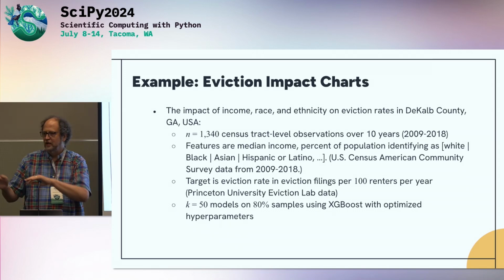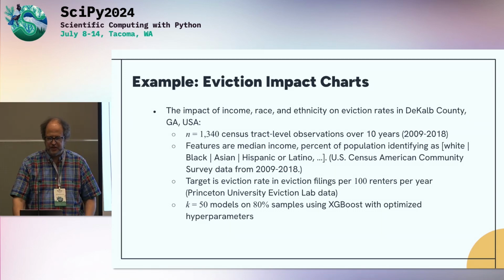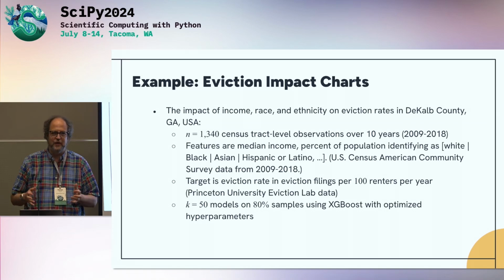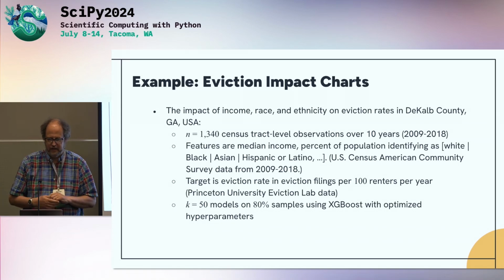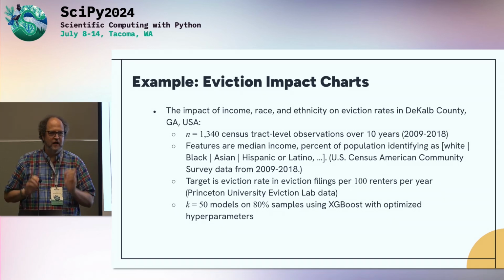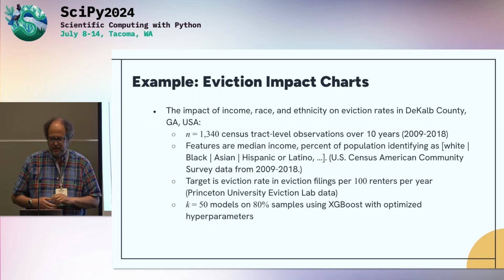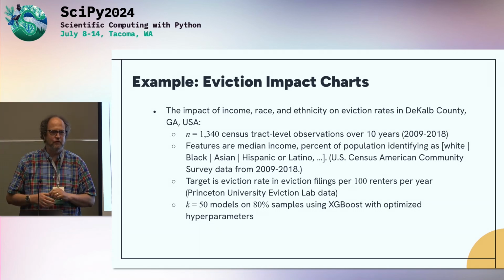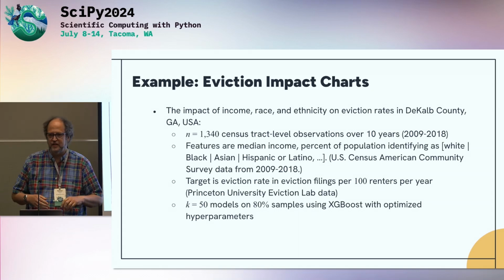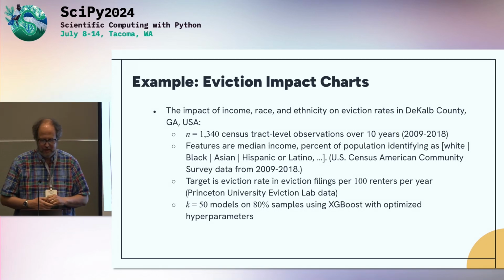They don't all finally lead to an eviction. This data is gathered over 10 years in DeKalb County, Georgia, which is in the Atlanta area. The features that I'm looking at are economic: median household income of renters. You would expect low-income people to be evicted more and higher-income people to be evicted less. Seems like a reasonable hypothesis.